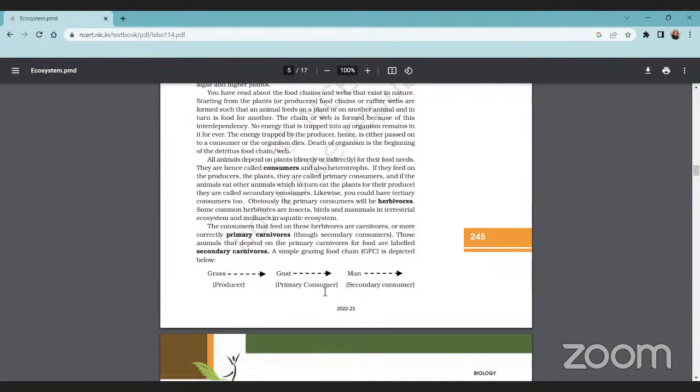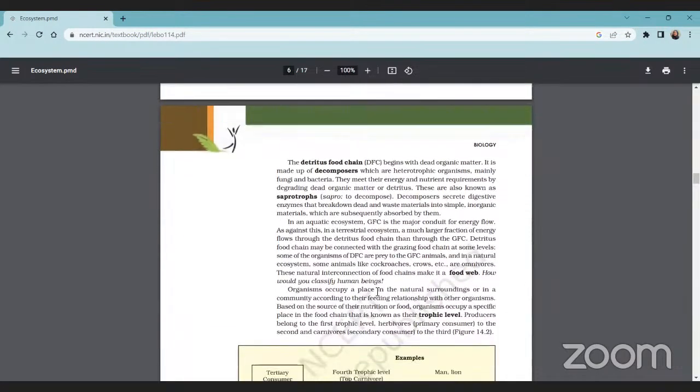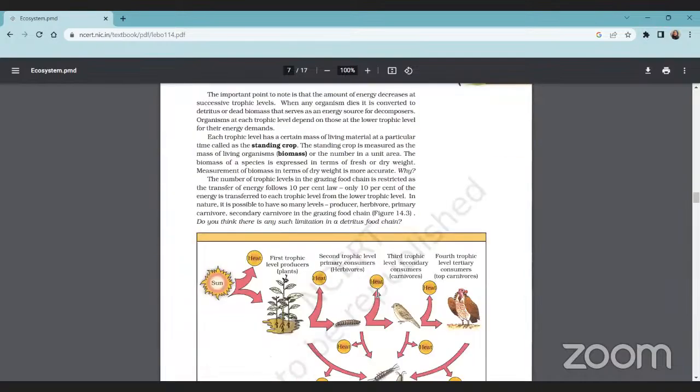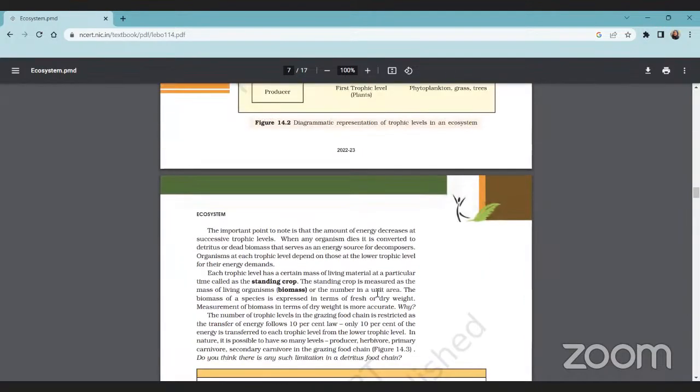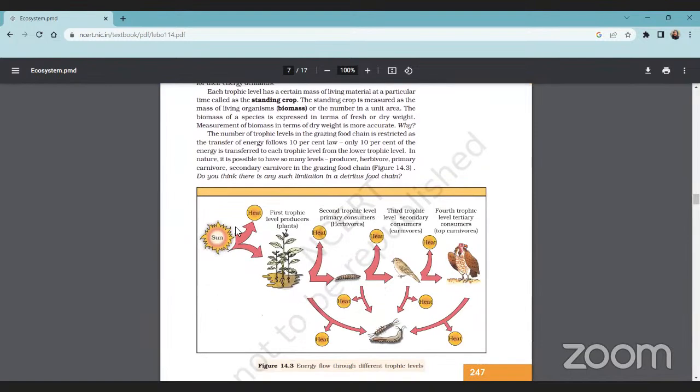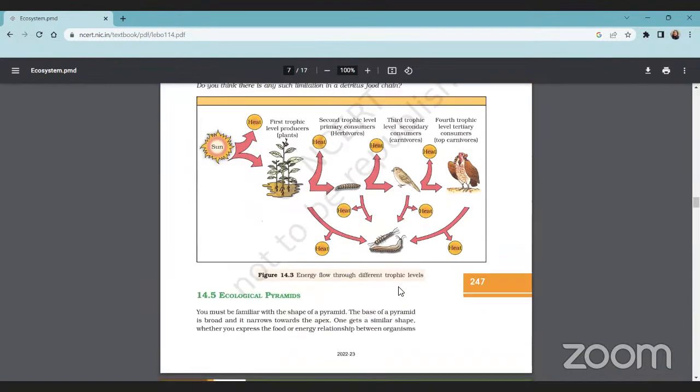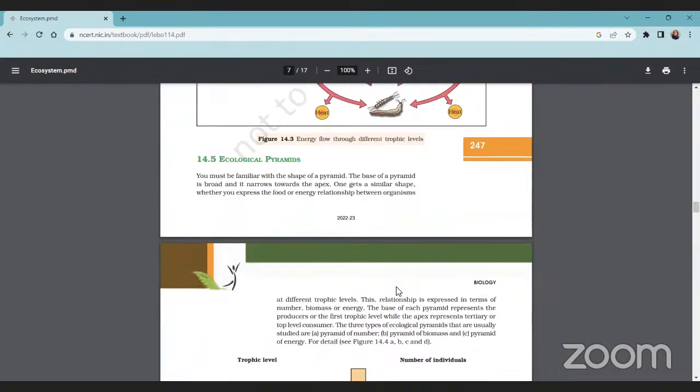This is called a trophic level. The producers are the first trophic level, the next are the second trophic level, and these are the third trophic levels. We discussed that energy flows and is reduced as heat in this way. And today we will discuss ecological pyramids.